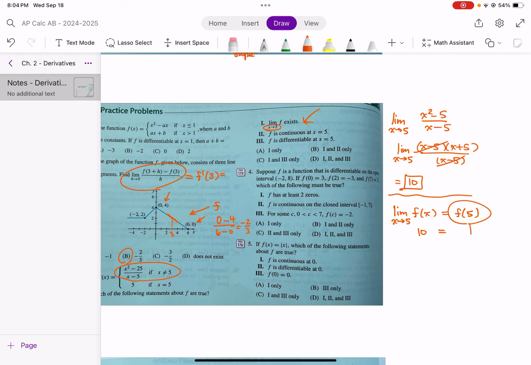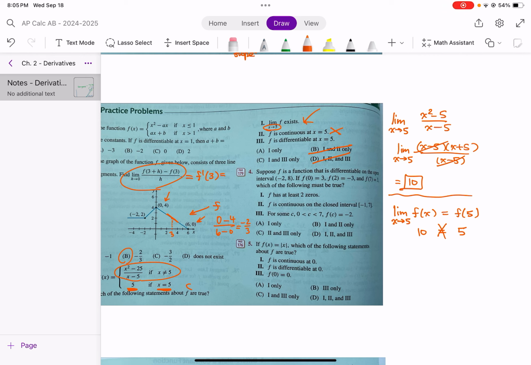Well, for this, you got to go all the way back to the definition of the function. If x equals 5, the output is 5. And so the right side of the equation turns into 5. And these are not equal, right? So because of that, we are not continuous at 5. For continuity, we need this to be true, and it is clearly not true. Okay, so 2 is wrong. We can already scratch off whatever answer choices have 2. So it's either 1 only or 1 and 3.